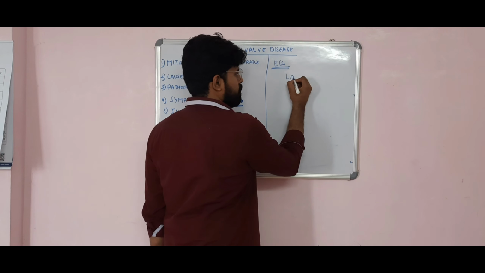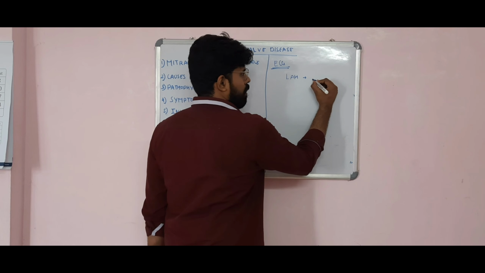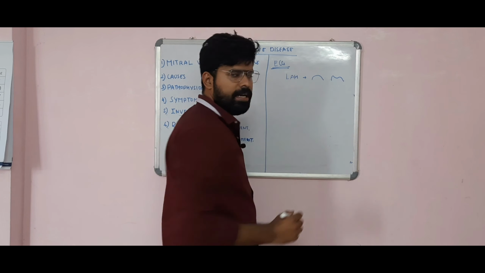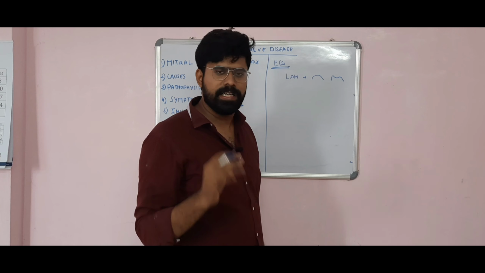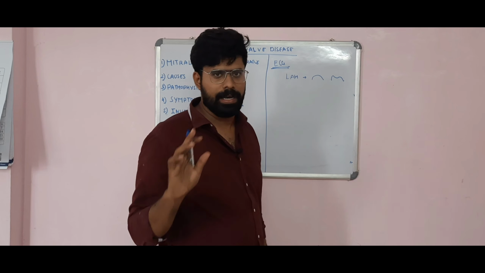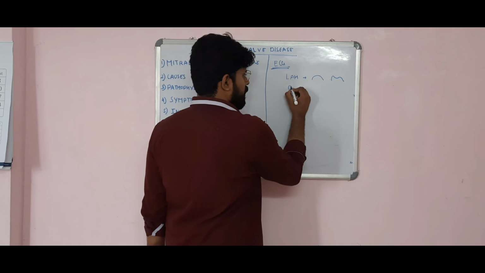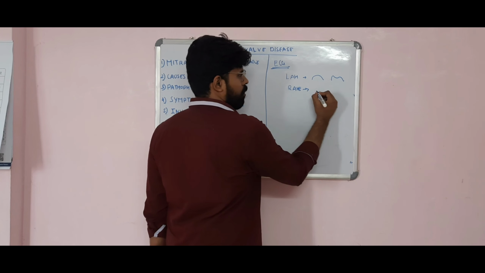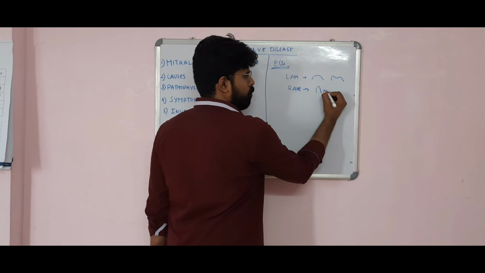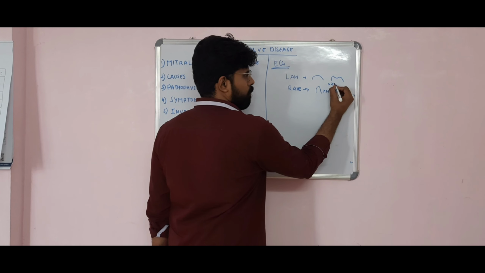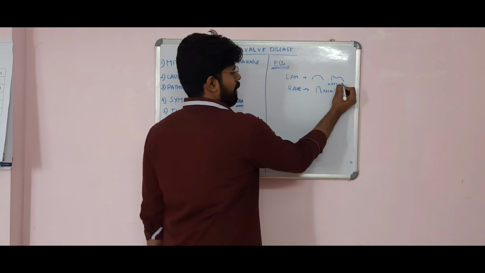Left atrial enlargement will be characterized by a broad P wave or a bifid P wave in lead V1 or lead 2. Those are the leads where you have to look at the P waves. If there are broad P waves, you have to think of left atrial enlargement. For right atrial enlargement, we have tall peaked P waves, more than 2.5 small boxes.